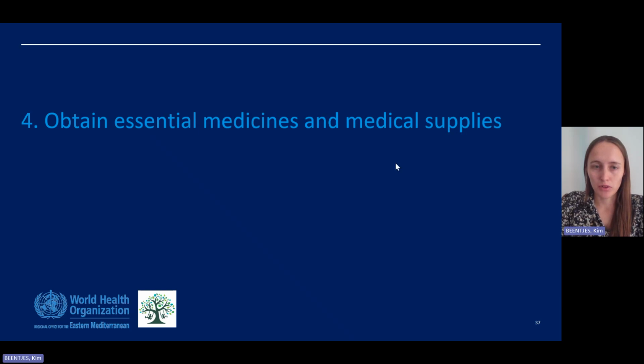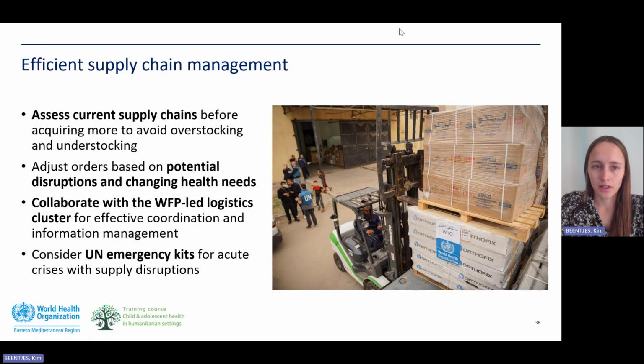Then we move on to the fourth part of Module 3. This is obtaining essential medicines and medical supplies. The slide is on efficient supply chain management. So assess current supply chains before acquiring more to avoid overstocking or understocking. Adjust orders based on potential disruption and changing health needs in the emergency.